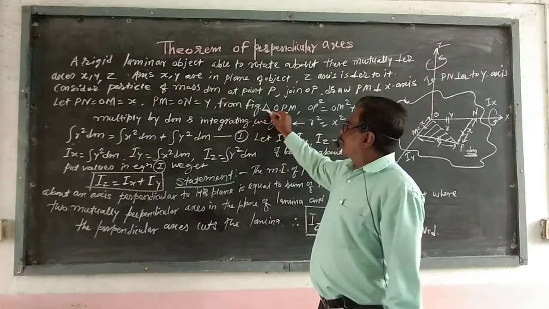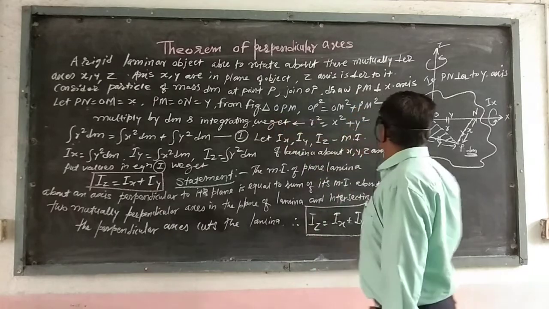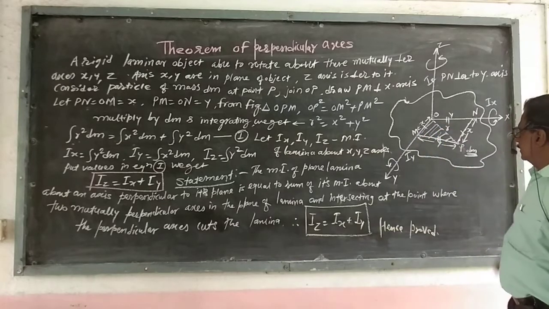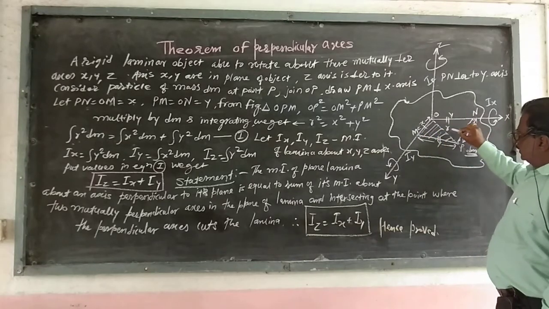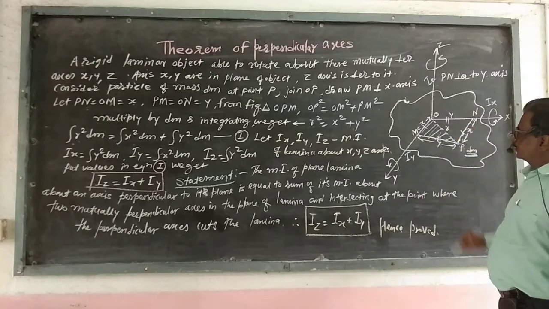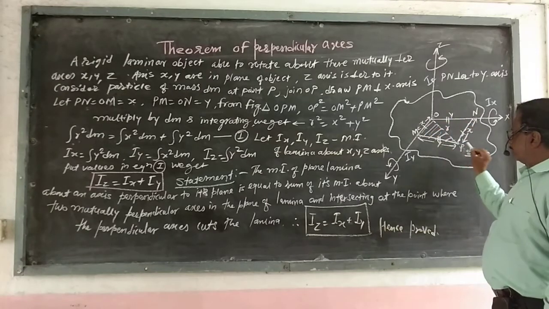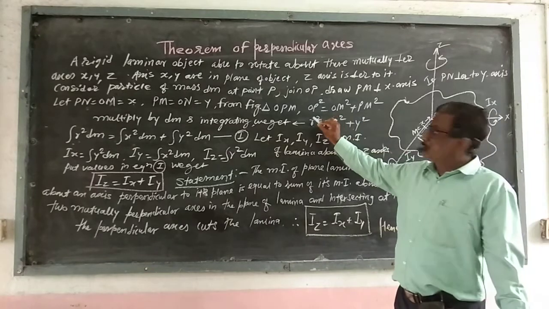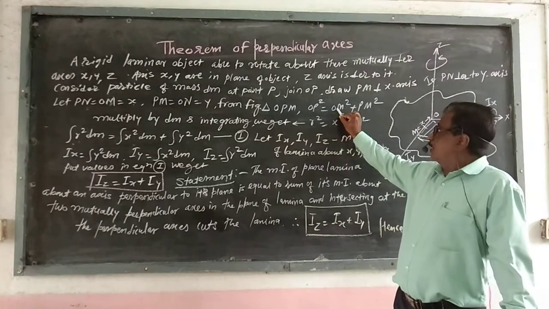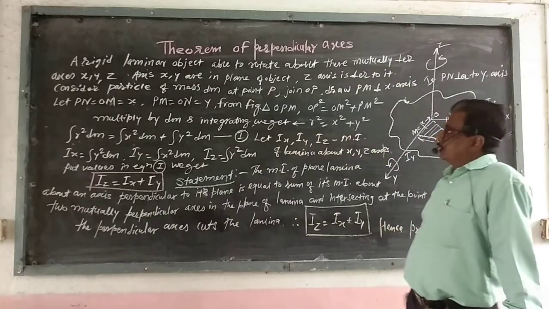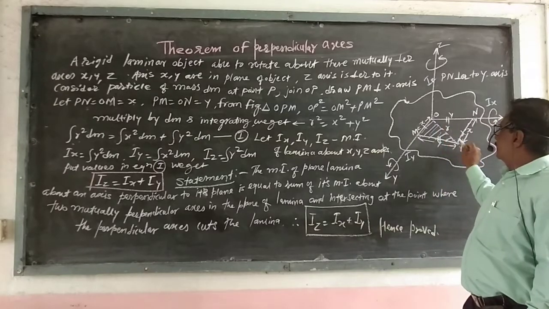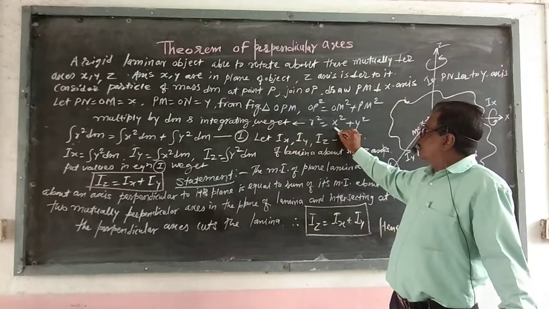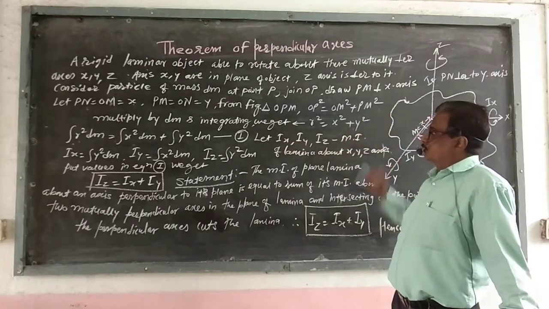So from the figure, in triangle OPM, OP is the diagonal, represented by the letter r. OM is the base and MP is the height. According to Pythagoras theorem, we write OP square is equal to OM square plus PM square. Now substitute: OP is represented by the letter r, so that is r square; OM is equal to x square and PM is equal to y square.